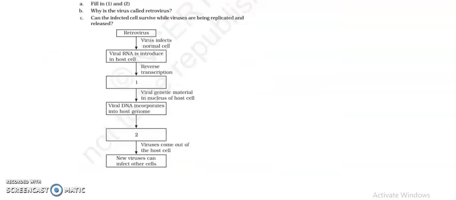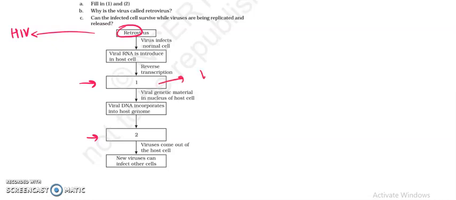This is another question, students, and it is based on HIV, right? So they have given a concept map and we need to fill this one and this one. So it's starting with retrovirus. Virus infects the normal cell, and with the help of retrovirus only we got to know that they are talking about HIV, because only one retrovirus is there in your syllabus. So there is one diagram which is given in the NCERT. They have made the flowchart out of that only. So it is asking after reverse transcription what is formed.